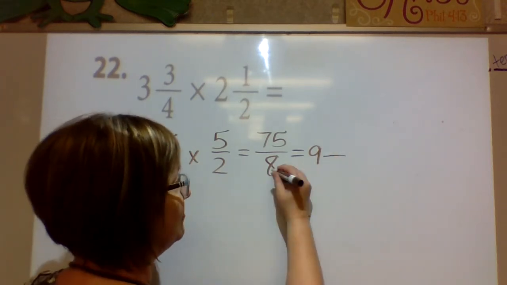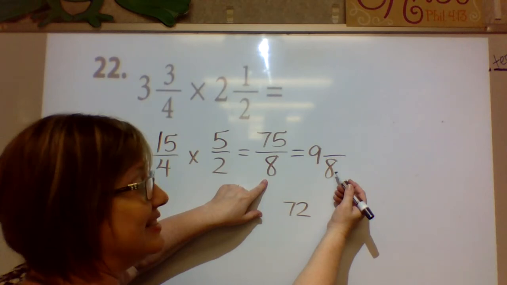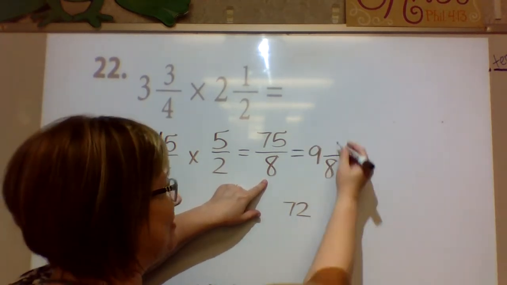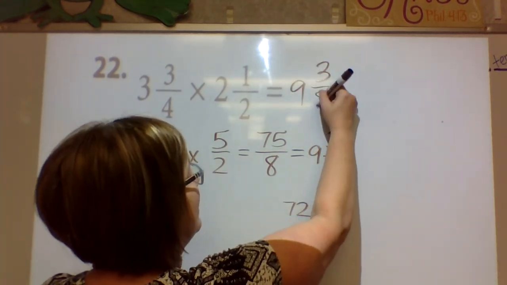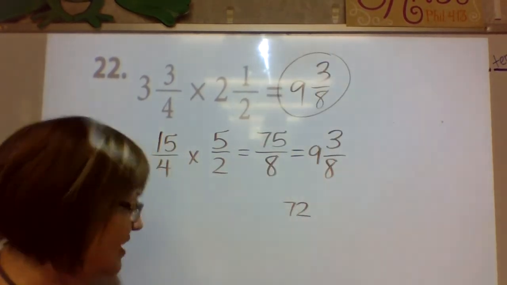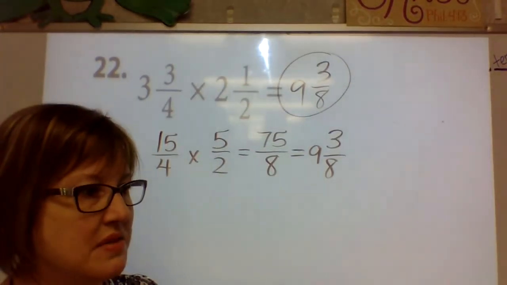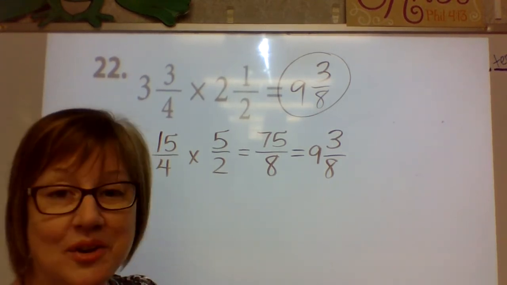So 8 is going to remain our divisor, our denominator, and we have 3 left over. 9 and 3/8. 3 and 8 are not both even. 3 does not go into 8. They don't have a number in common. So 9 and 3/8 is the correct answer.